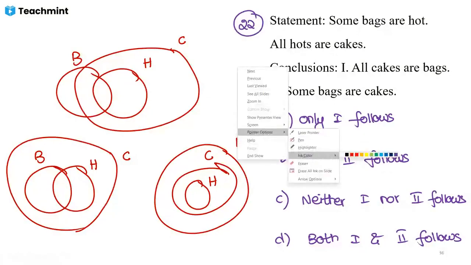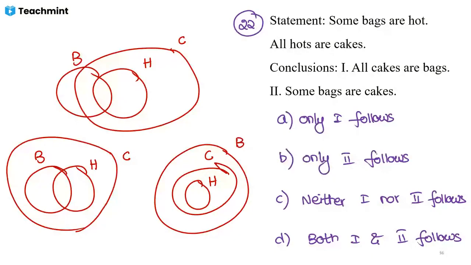Now conclusion one. All cakes are bags. Failed here, so remove it. Conclusion two. Some bags are cakes. Correct. All bags are cakes can be taken as some bags are cakes. Listen, I mentioned many times in these three questions itself, when all is there, you can take some. All bags are cakes, some bags are cakes, you can take it.